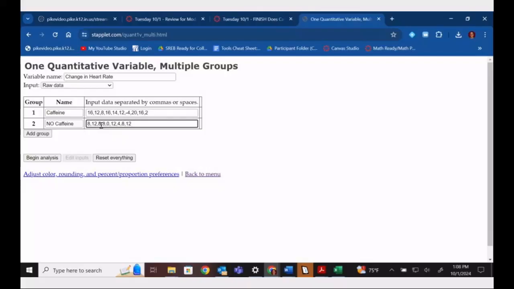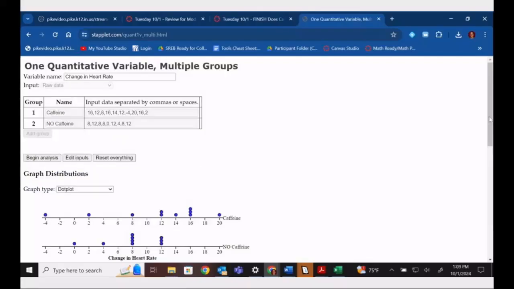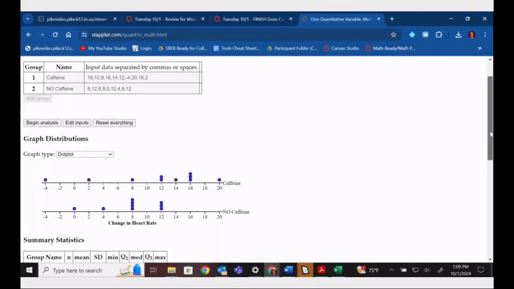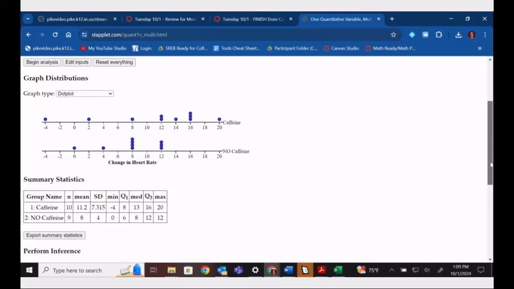All right, I'm going to click on Begin Analysis right here. When I begin the analysis, it gives me a dot plot for each of these groups. What do you notice when you look at those dot plots? What stands out to you about the dot plots? Caffeine is more spread out than no caffeine.